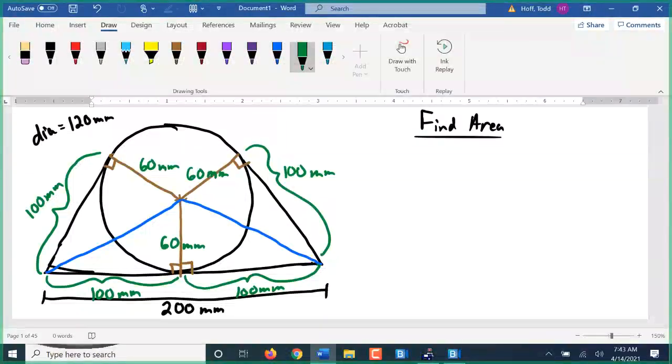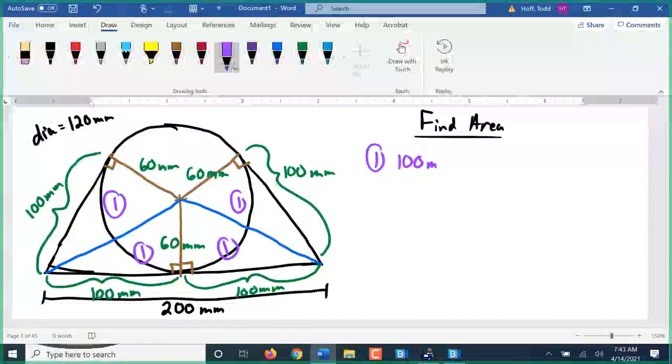So we have four, the technical term is congruent triangles. They're all four the same. Find the area of each of those. I label that shape 1. All four of them are the same shape. Simply going to be 100 millimeters times 60 millimeters.